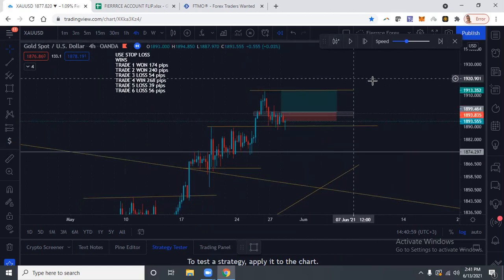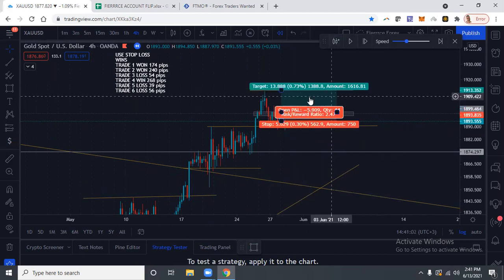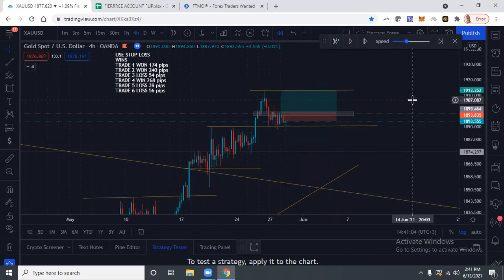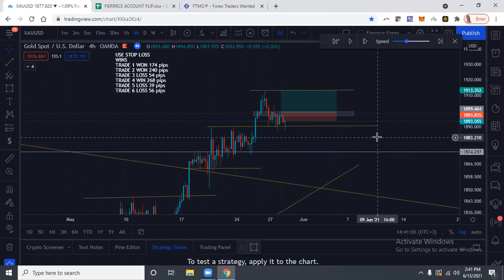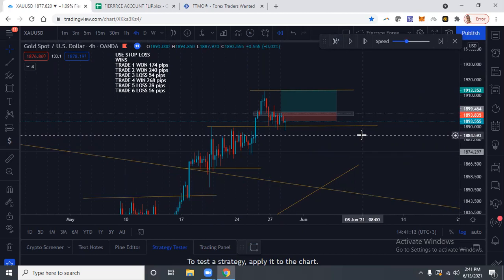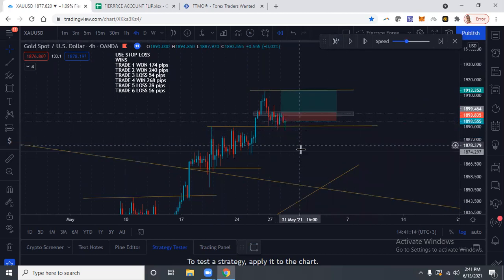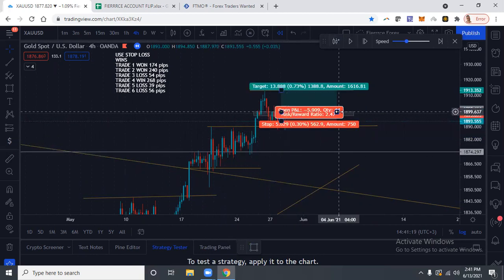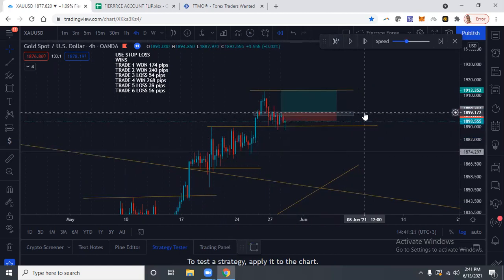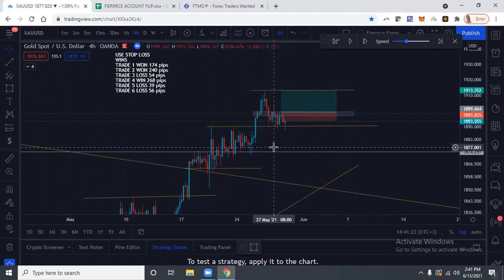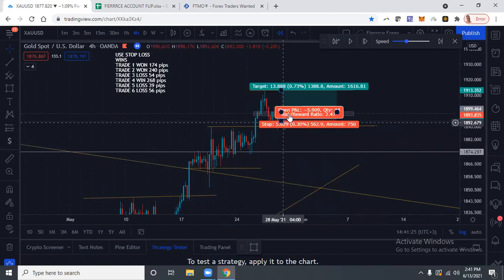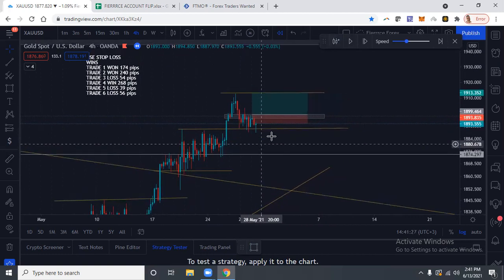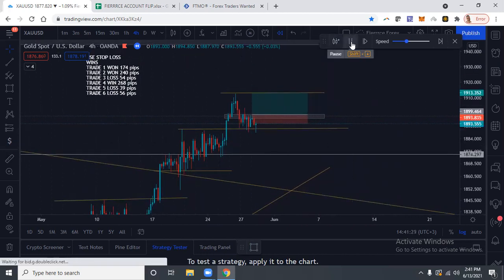So I'm still bullish. I'm still going to leave this pending order here. I've gotten wicked out, that's fine, but we could also get back into the zone. I'm feeling like there's a bit of accumulation happening here. But let's see the backtesting.